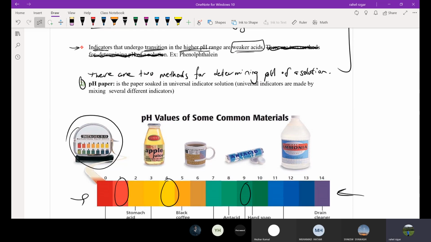Then how is it manufactured? How is it produced? The paper is soaked in universal indicator. Universal means joker. Why? Universal indicators are made by mixing several different indicators, so a lot of indicators will be mixed together. Since they all change colors at different pHs, at every pH there will be a color.